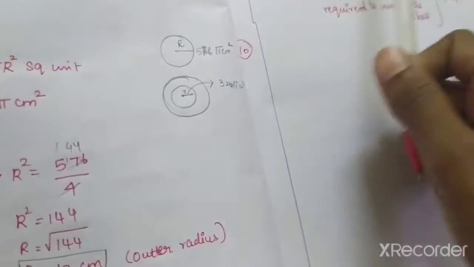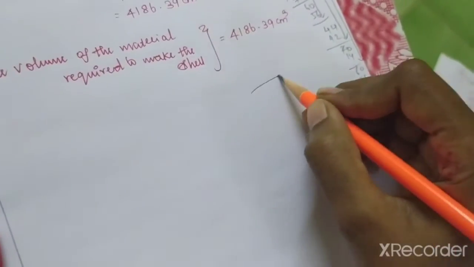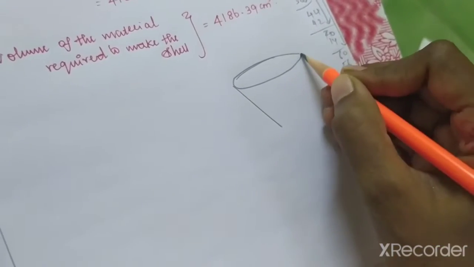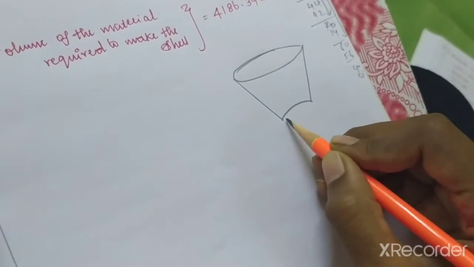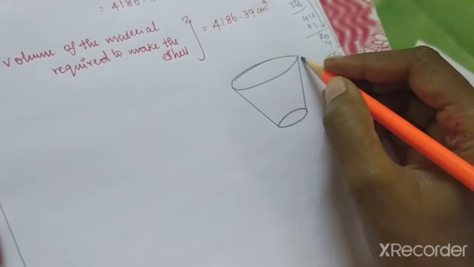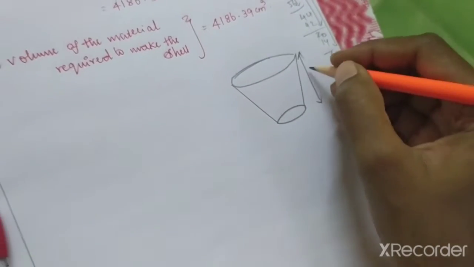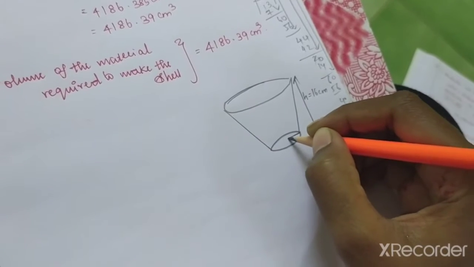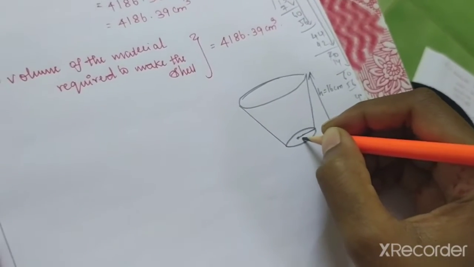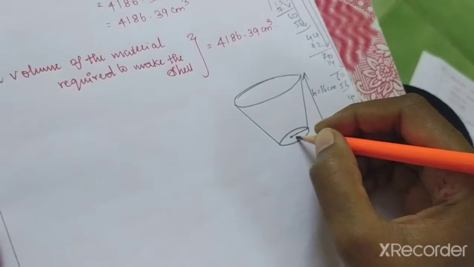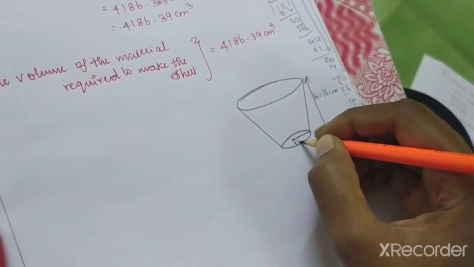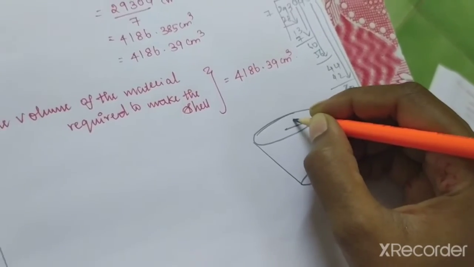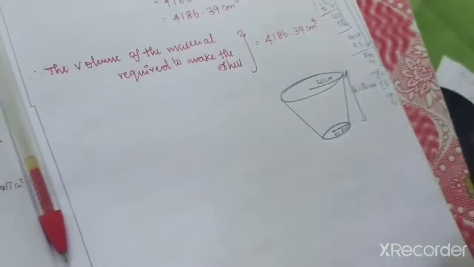So what are they given? A frustum. What is the shape of the frustum? Like a baguette, right? So the height h is 16 centimeter, and the lower radius, small r, is equal to 8 centimeter, and the upper radius is 20 centimeter. You will draw neatly, ma.